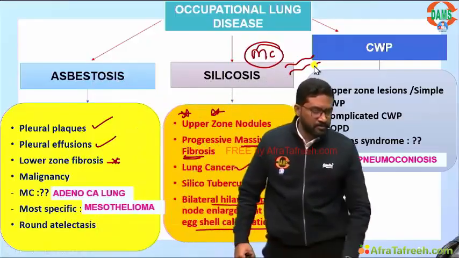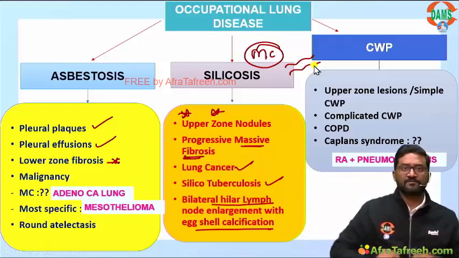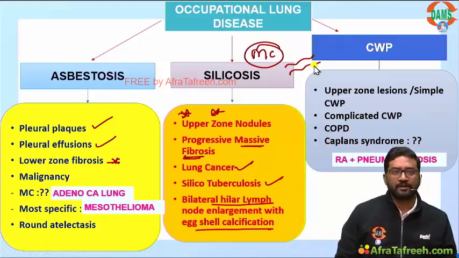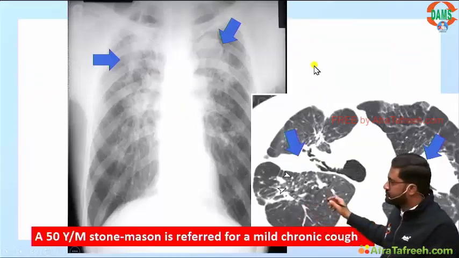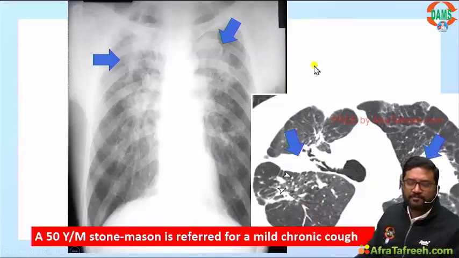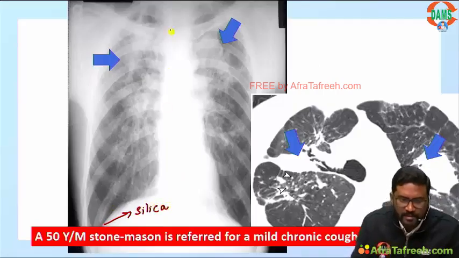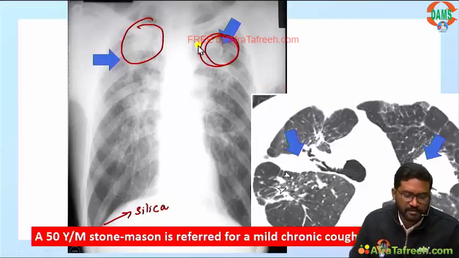So the point to know here is asbestosis is predominantly lower zone disease. Silicosis and coal workers pneumoconiosis will be predominantly upper zone disease. Now what do you see here? There is a 50-year-old male stonemason. What is a stonemason exposed to? He is exposed to silica. And in the upper zone, you can notice some densities.